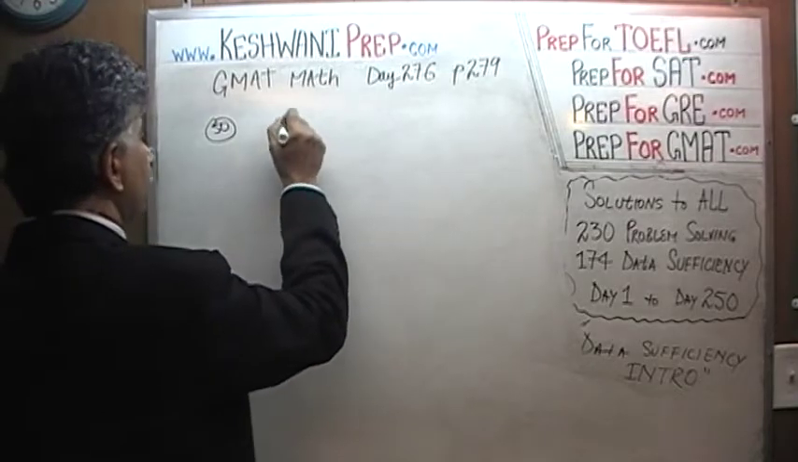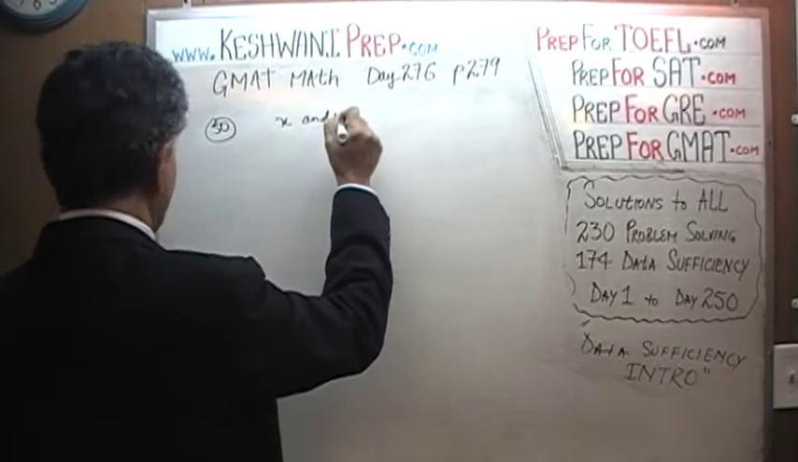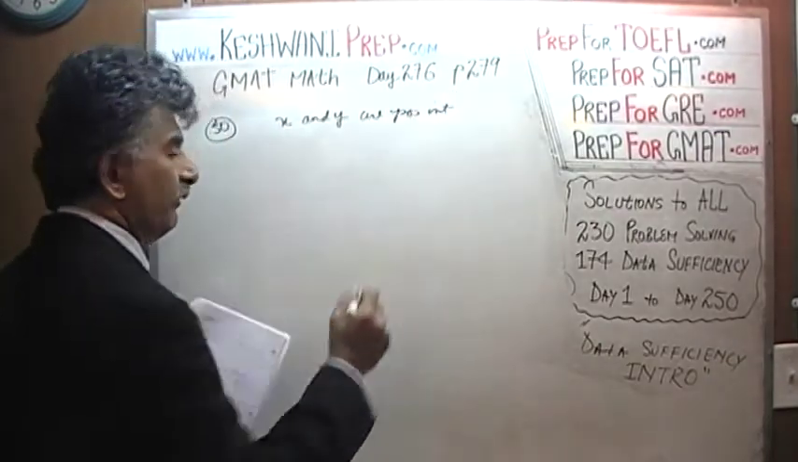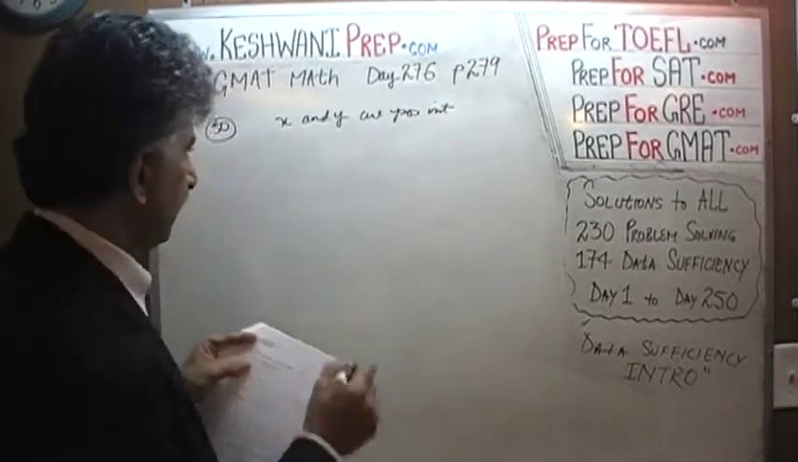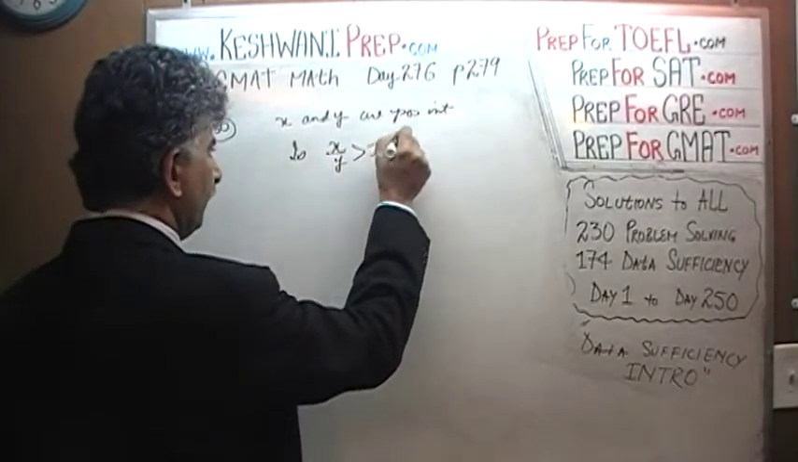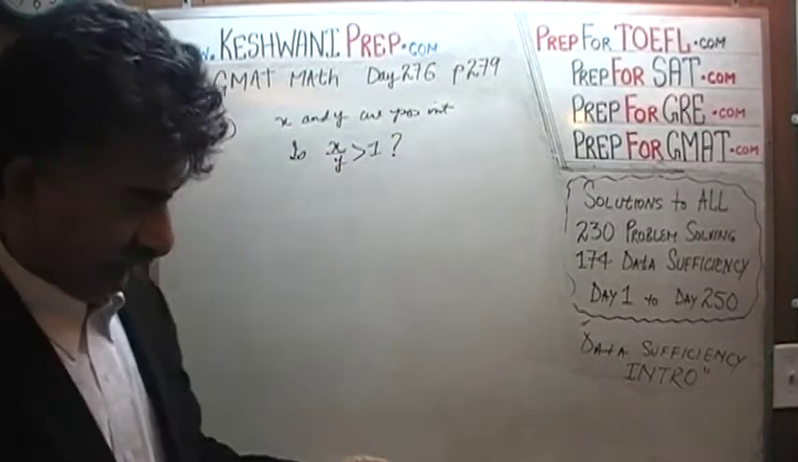It says that we have two numbers, x and y. We are told that they are positive integers. X and y are positive integers. And the question is very simple, very straightforward. Is x over y more than 1? That's all they're looking for. Is x over y more than 1?